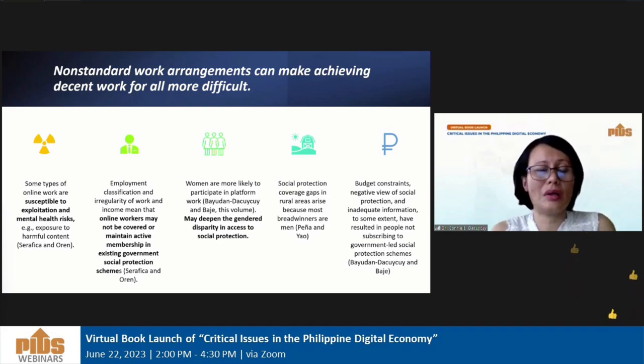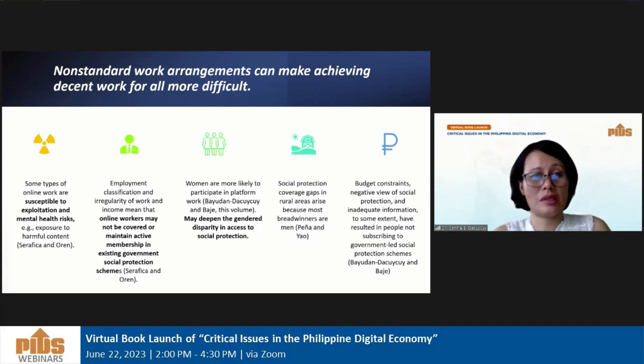So zooming in on social protection issues, there's a chapter in the book that found that women are more likely to participate in platform work. Platform work is often done alongside non-platform work, which is typically the source of a platform worker's social protection. However, women's labor force participation is historically low, and many women are in the informal sector. In addition, coverage gaps in rural areas exist because most breadwinners are men, and therefore the finding is that these may deepen the gender disparity in access to social protection.